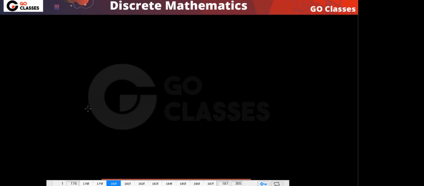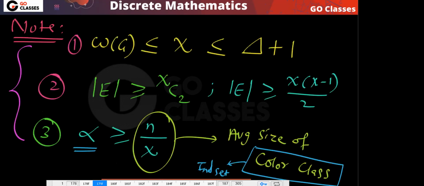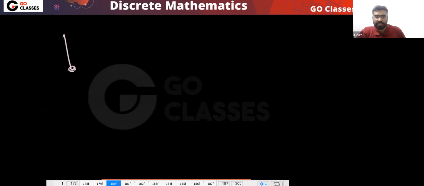So I had a small doubt in that star graph diagram. Can you just draw that once? I needed to check one concept. This is the star graph.